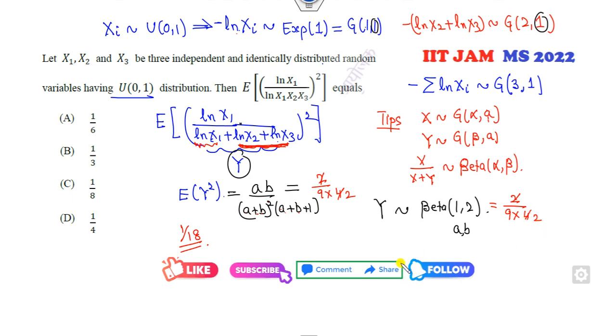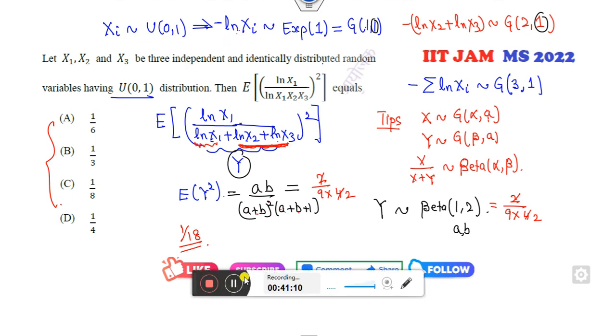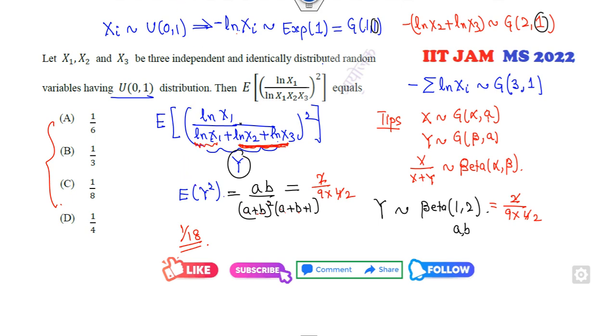So why has it not happened? It is 1 over 18. 1 over 18 is not there among the options. So can you identify the error? Xi follows this one, ln of this. Oh, got it, got it. This is not the E of y square. This is the variance. Sorry, this is the variance.